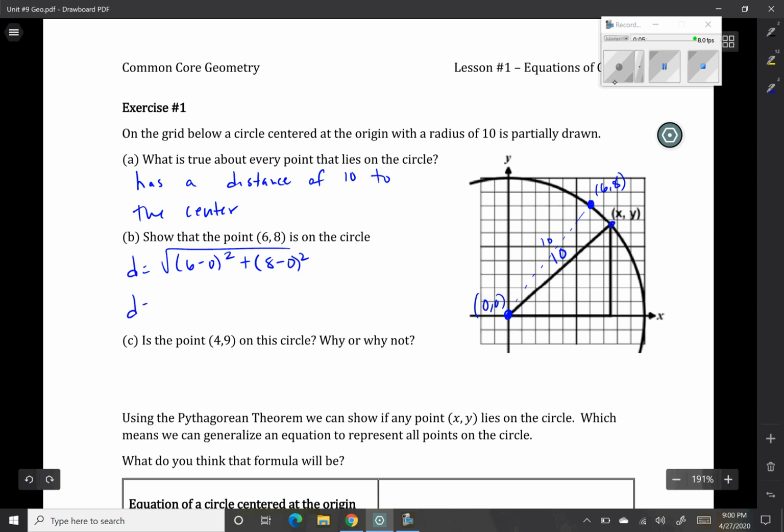So if I do some quick calculating, I get 100 underneath my square root. And the square root of 100 we know is 10. This is showing that this point is on the circle because it has the same radius as the circle.